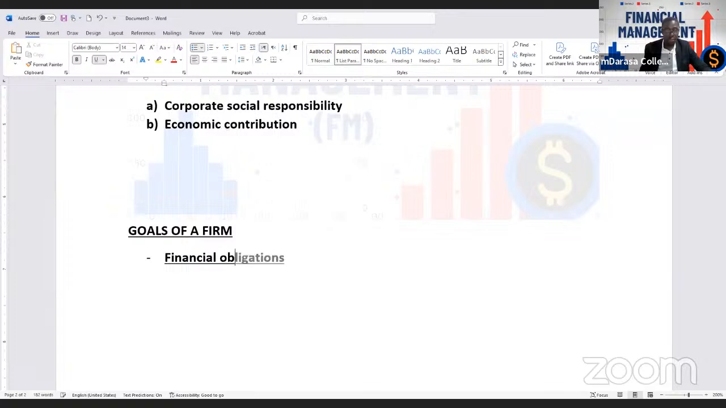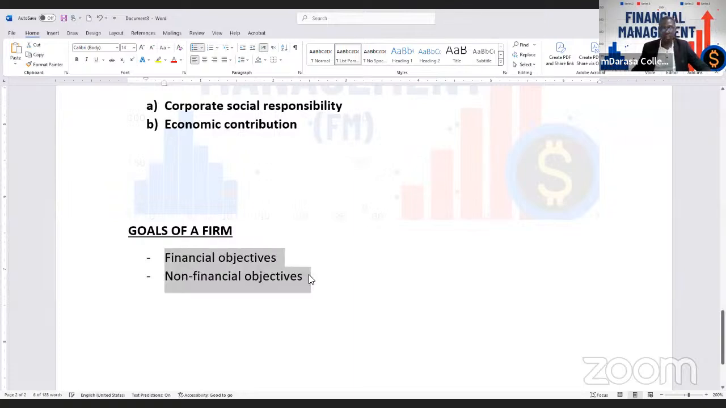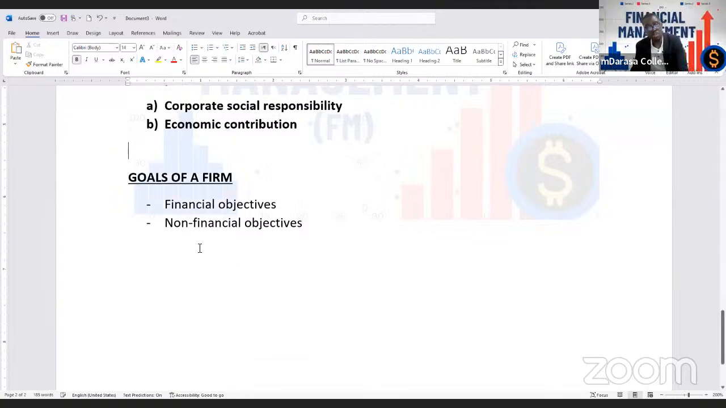Financial objectives. And number two, we normally talk about non-financial objectives. These are the goals of the firm that you normally look at. Two main goals: financial objectives, as well as non-financial objectives. Let us dissect the first one, financial objectives.